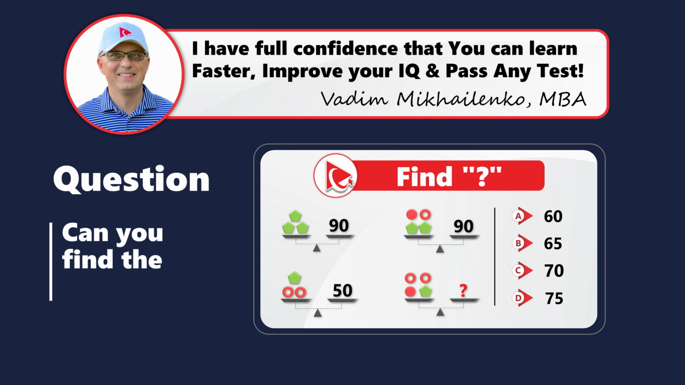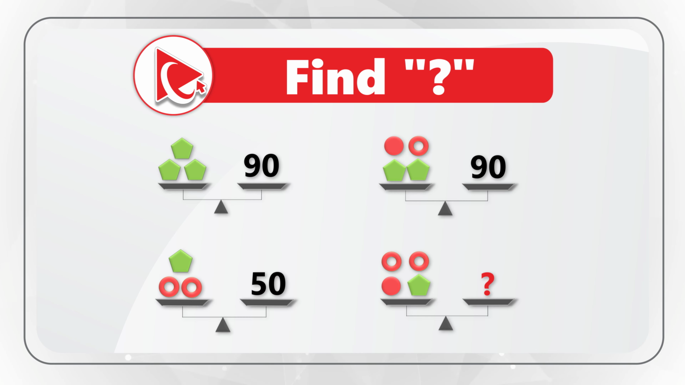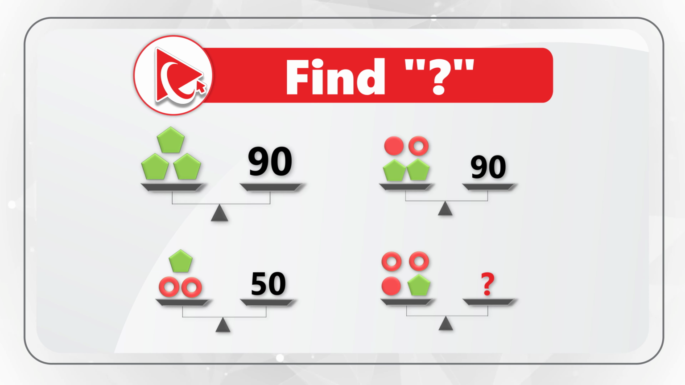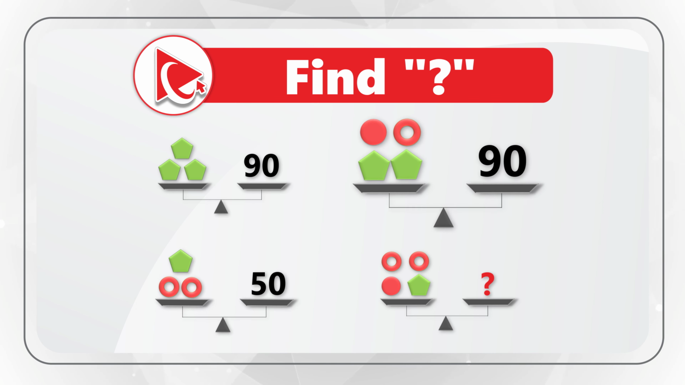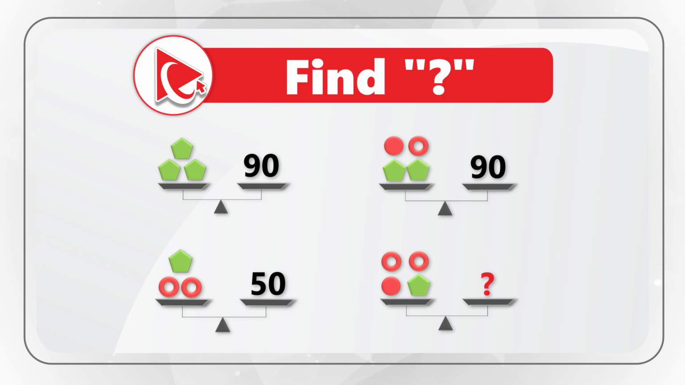Here's a puzzling question which you might find difficult to solve, but the solution is really simple. You're presented with 4 scales, and you need to calculate the missing number. First scale contains 3 pentagons on the left and number 90 on the right. Second scale contains 1 pentagon and 2 bagels on the left and number 50 on the right. Third scale contains 2 pentagons, 1 circle and 1 bagel on the left and number 90 on the right. And then the last scale contains 1 pentagon, 1 circle, and 2 bagels on the left, and then missing number on the right. You need to select the missing number out of 4 different choices.